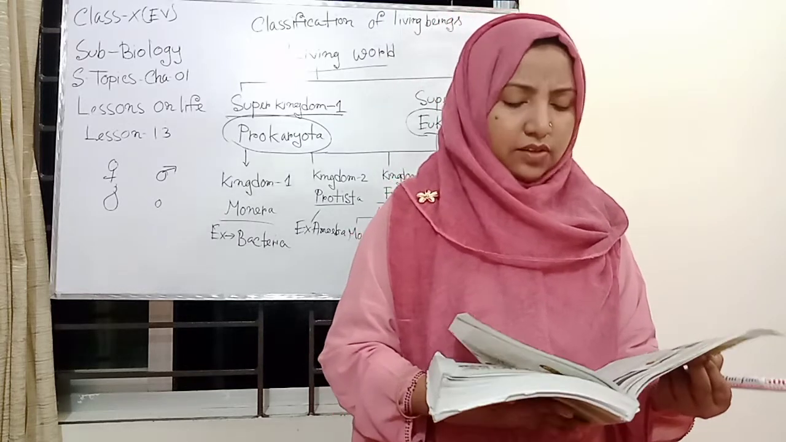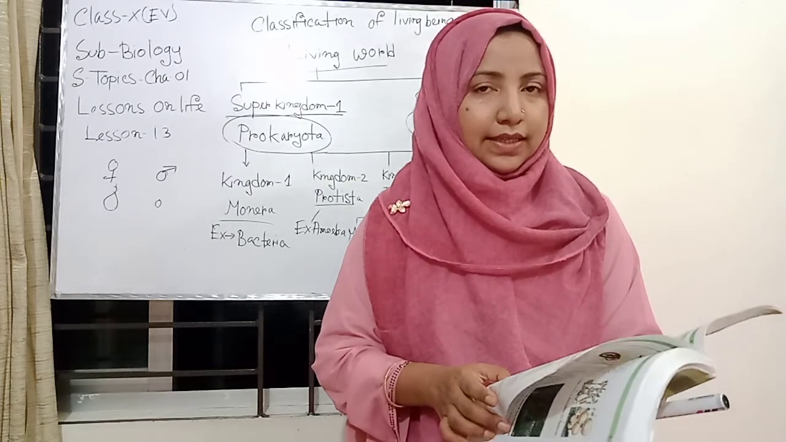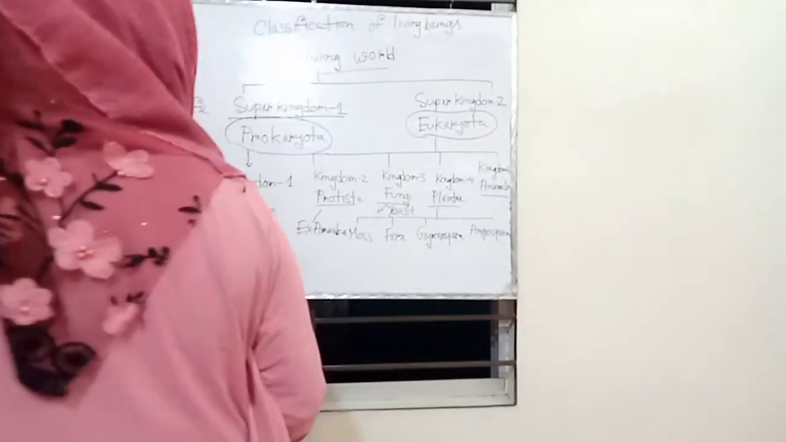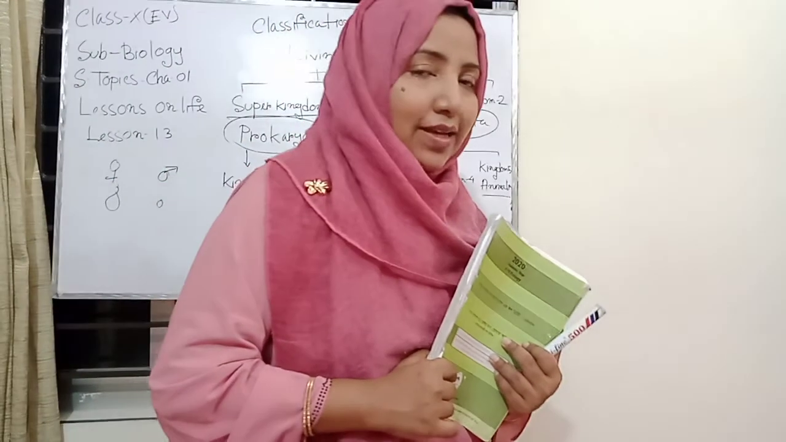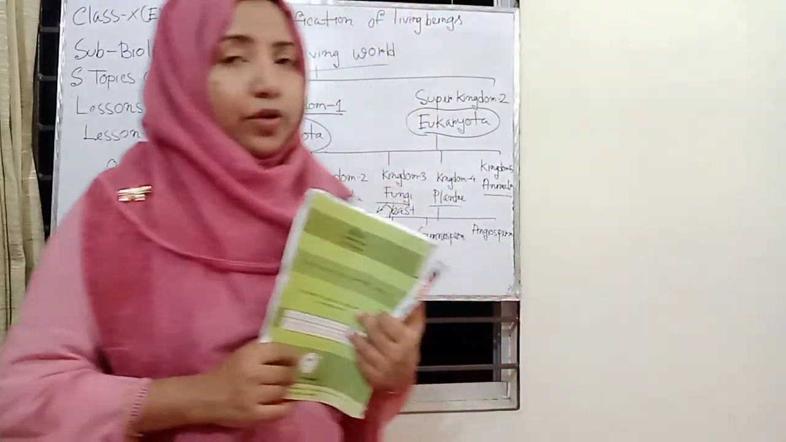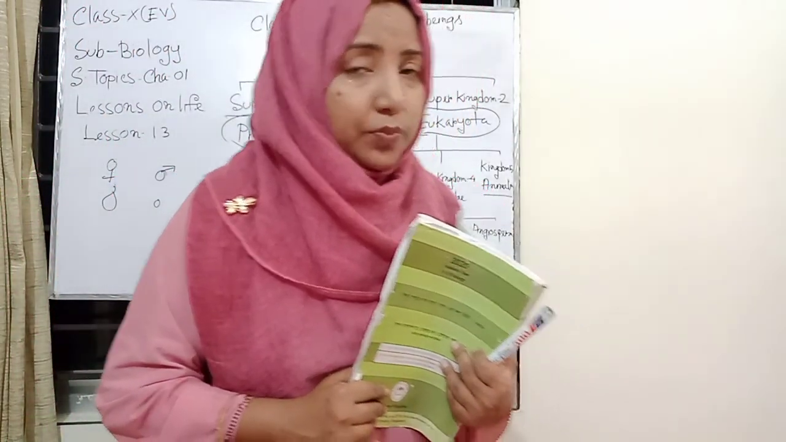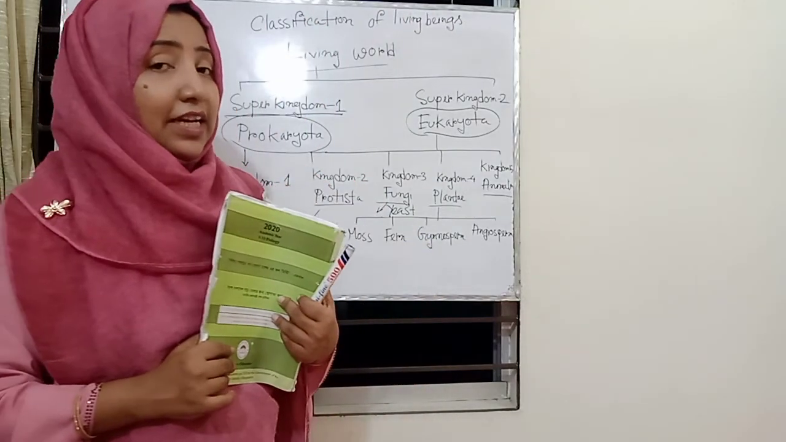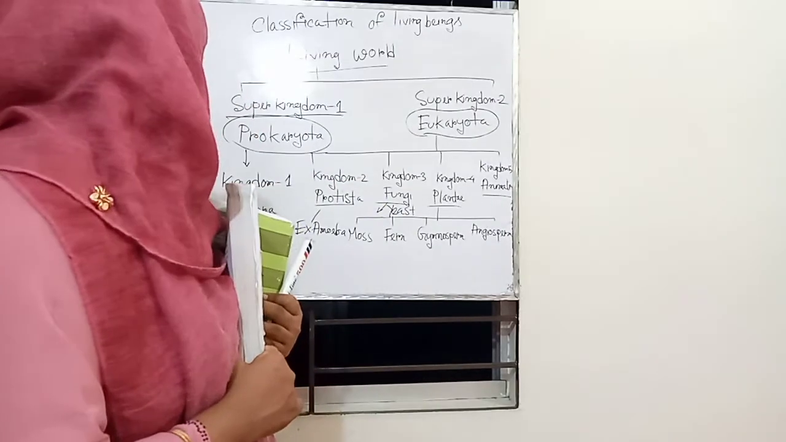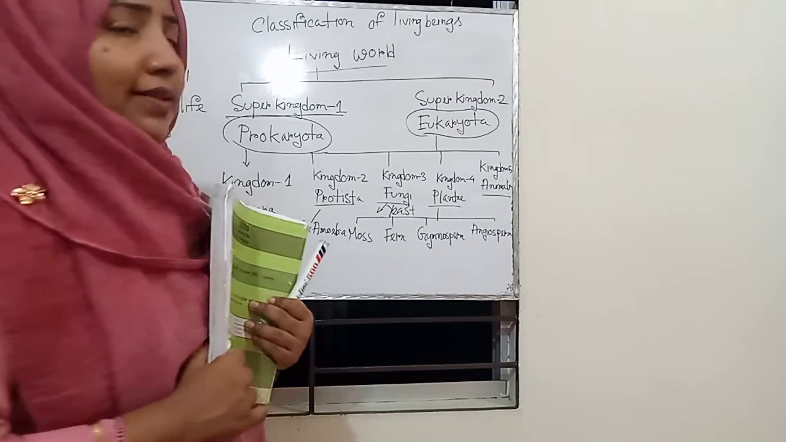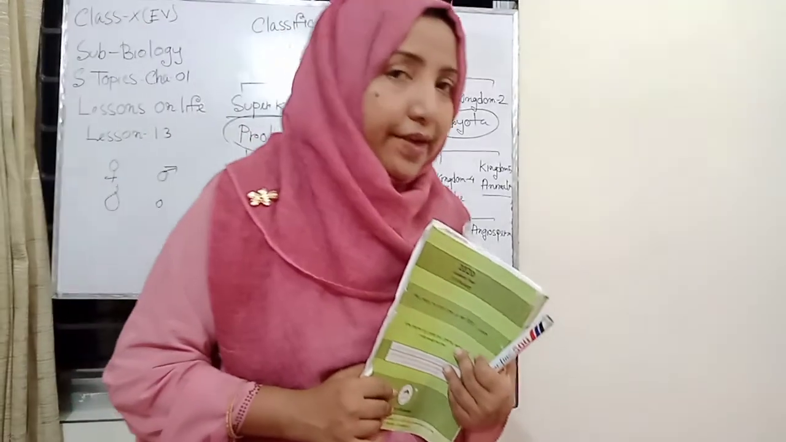My dear students, today I also gave the example of the living world and also the chart of the living world. In the living world, I also explained about Super Kingdom 1 and also Super Kingdom 2. Basically, in Super Kingdom 1, I learned about the prokaryota, and in Super Kingdom 2, I learned about the eukaryota. Super Kingdom 1, the prokaryota, basically has only one kingdom, the monera, and the example is the bacteria.